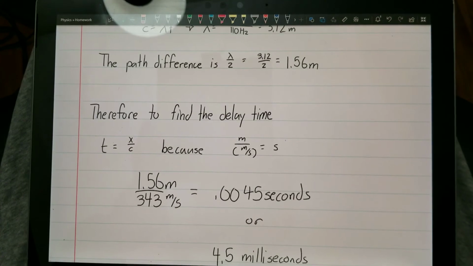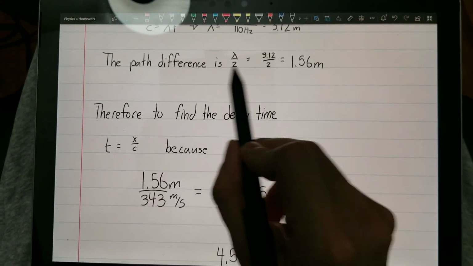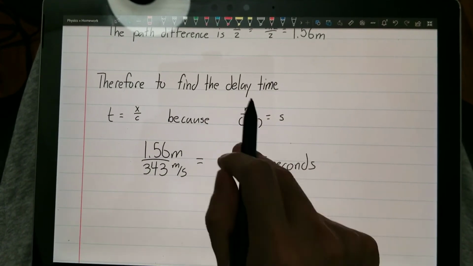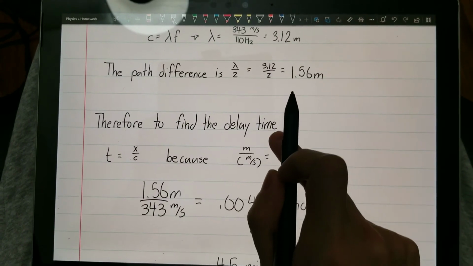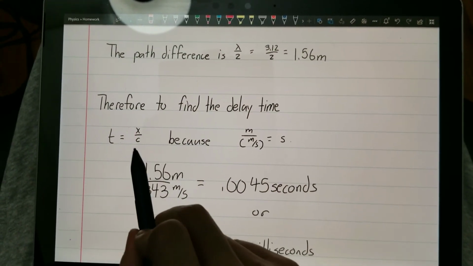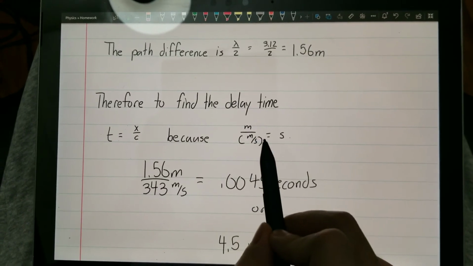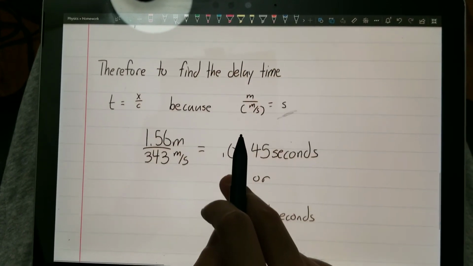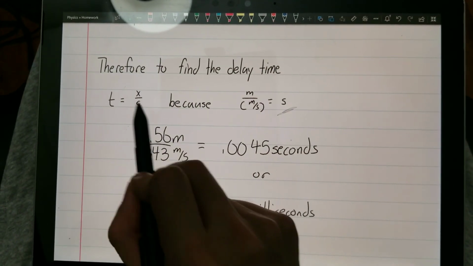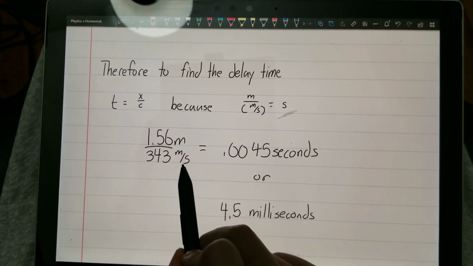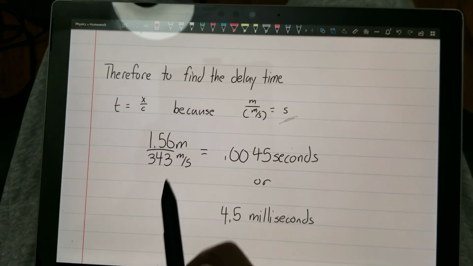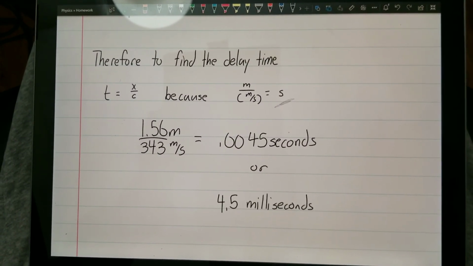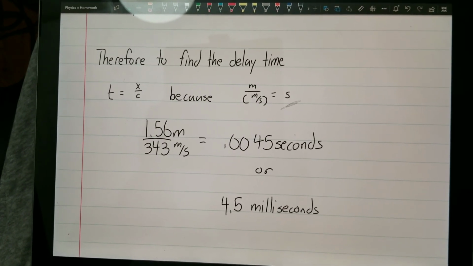Therefore, to find the delay time that will cause that change in wavelength, all we have to do is plug in the actual distance that we want and divide it by the speed of sound, because in units it'll all cancel out to finally result as seconds. So t is equal to the distance that we want to delay it divided by the speed of sound is 1.56 meters divided by 343 meters per second. And that ultimately leaves us with 0.0045 seconds or 4.5 milliseconds.